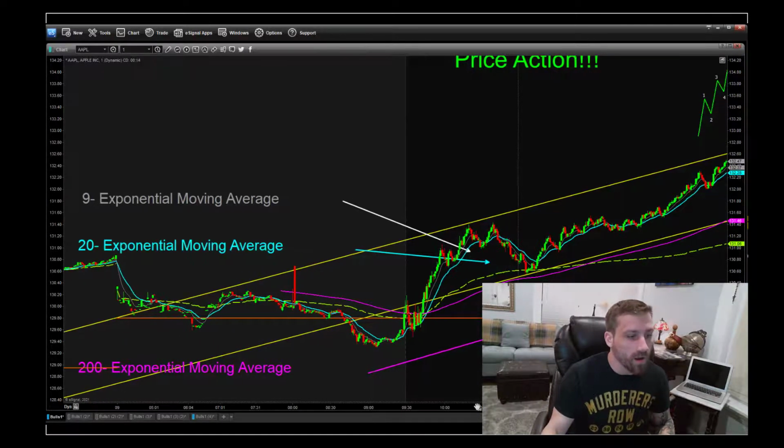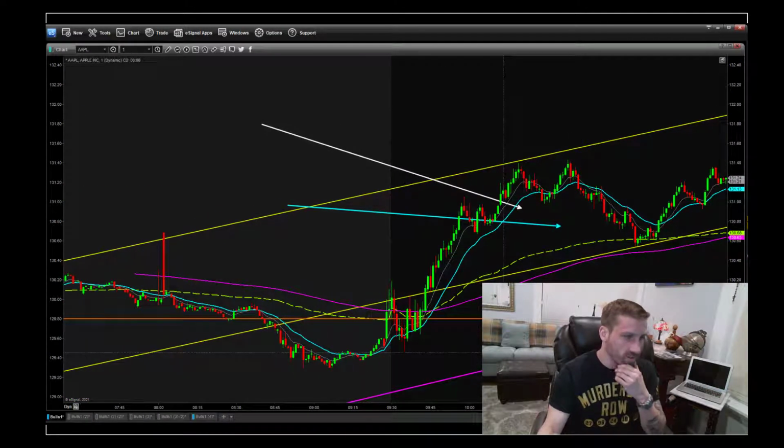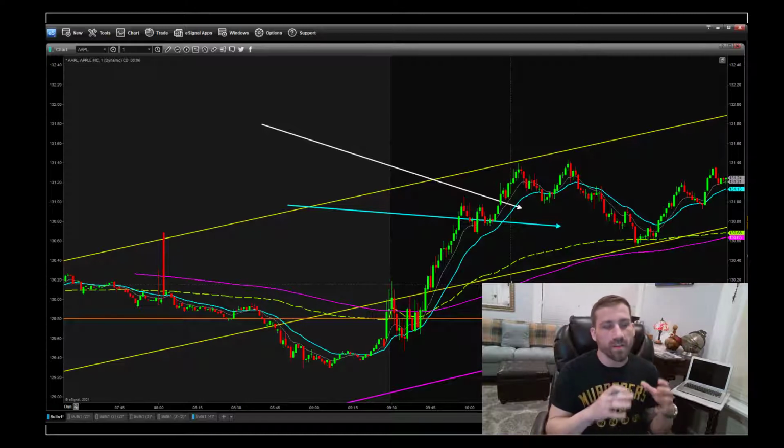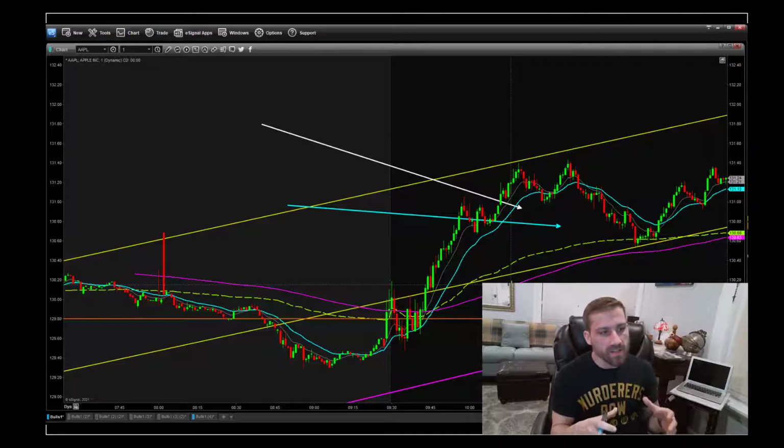To my point on the moving averages though, crossing over, on the 1 minute you could really see this a lot more clearly. Now, the 20 on the 1 minute is going to be in a slightly different location than on the 5-minute, because it's taking into account the last 20 1-minute candles as opposed to the last 20 5-minute candles.